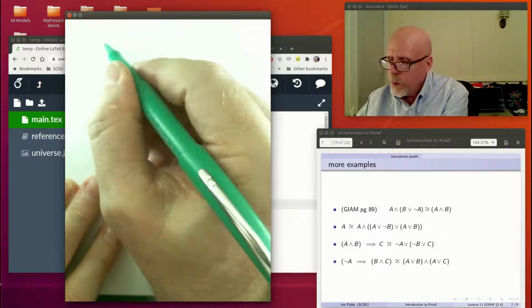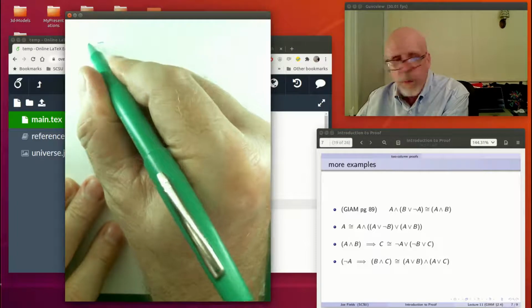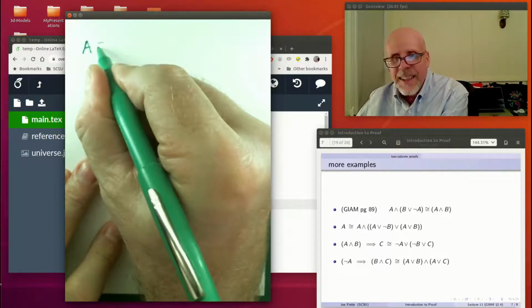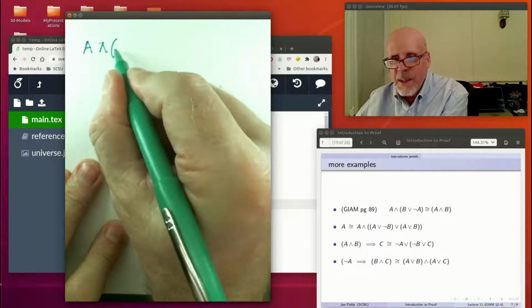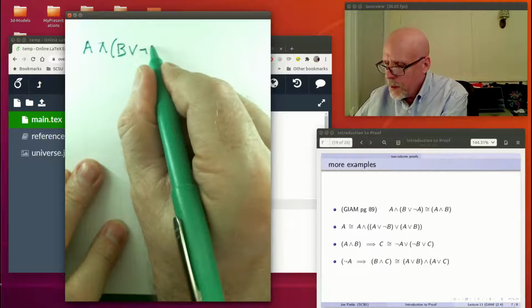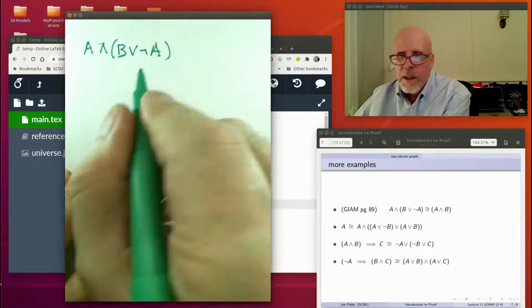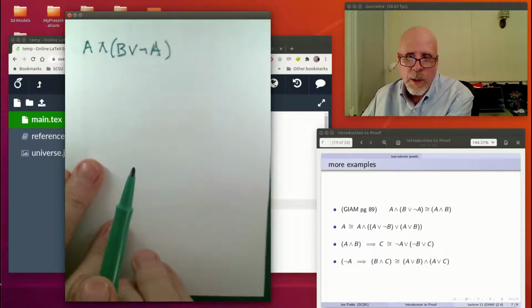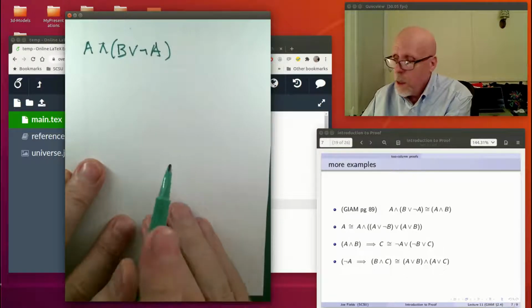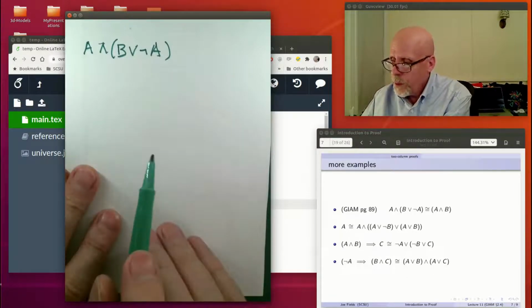So we start with, I want to make sure my pen is in about the right place to start, A ANDed with B or not A. Now, keep in mind that our goal is to eventually get it to look like A and B. Right? So what are you going to do?